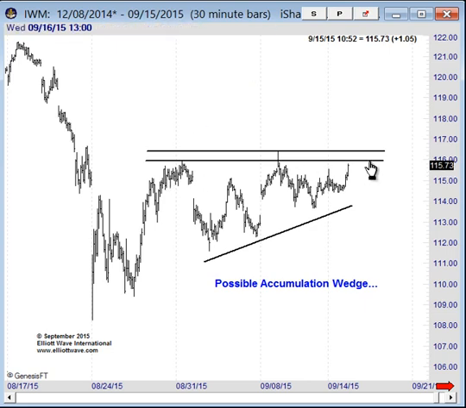This appears to be an accumulation wedge. Now, it's unconfirmed as of yet. We're still under the double layer of resistance, and here's our double layer of resistance. We have one extreme, we have another extreme, we have a rising upward sloping trend line.